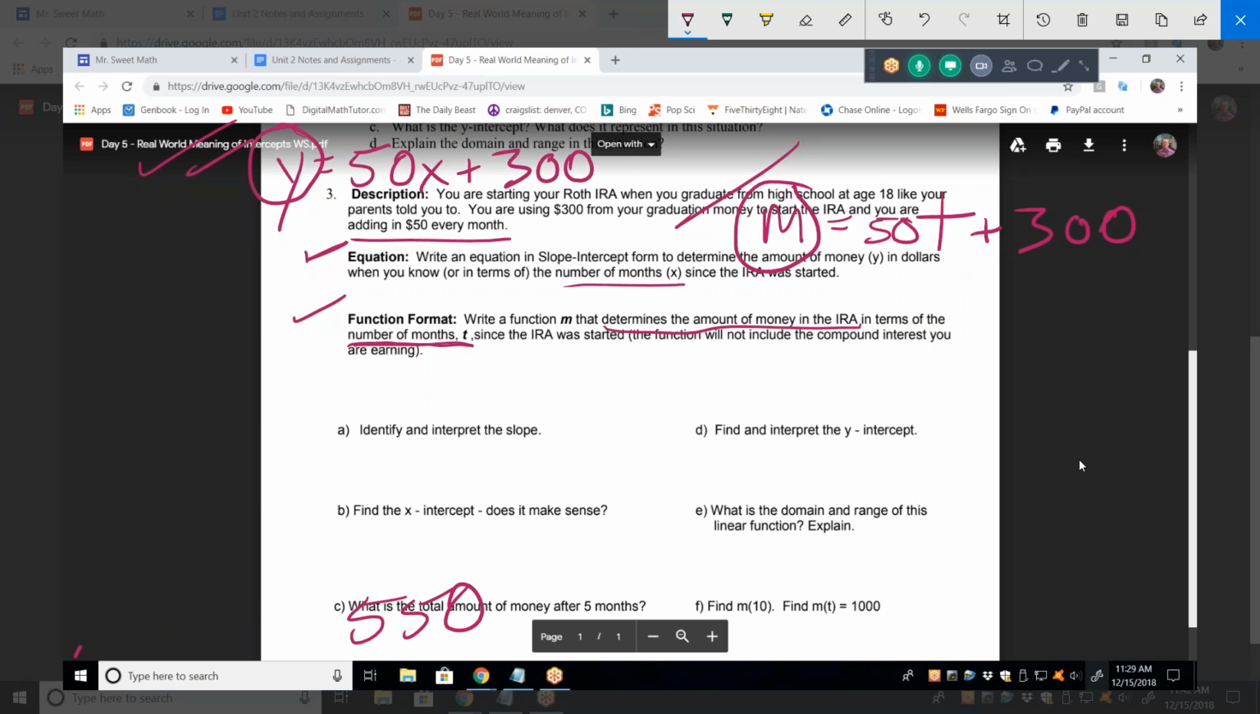C, find and interpret the y-intercept. What do you know about the y-intercept? x is 0. Okay, go ahead and plug in 0 for x and solve for y. So 300. Okay, and interpret that. What does that mean? At 0 months, or like your starting point, you have $300. Exactly. That means you started by depositing $300.